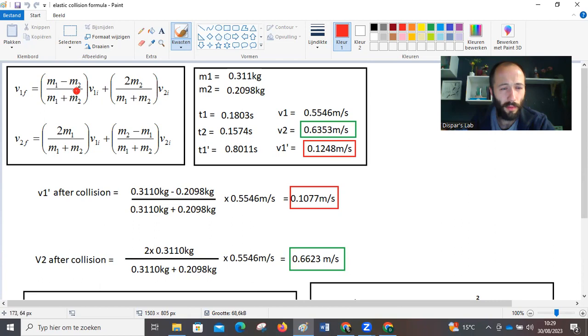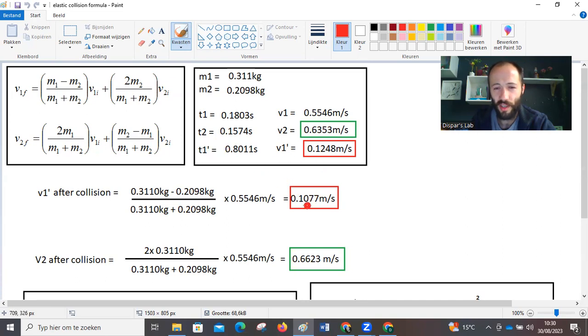So we do mass 1 minus mass 2 divided by mass 1 plus mass 2 times the initial velocity. And then we have plus 2 times mass 2 divided by mass 1 plus mass 2 times the initial velocity of the second card. But the initial velocity of the second card was 0, so this whole thing becomes 0. So here are the numbers. And so the prediction is 0.1077 meters per second. That's the prediction for card 1 after collision, which is v1 prime.